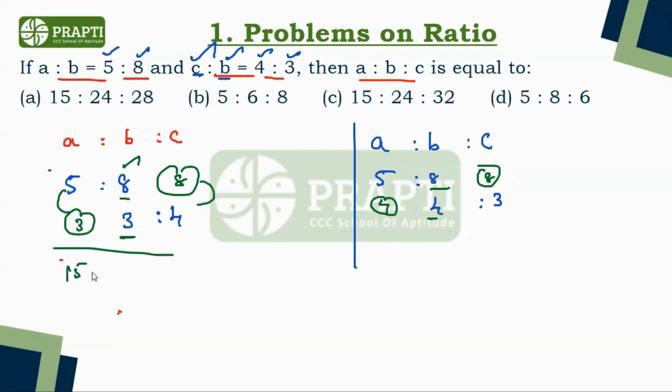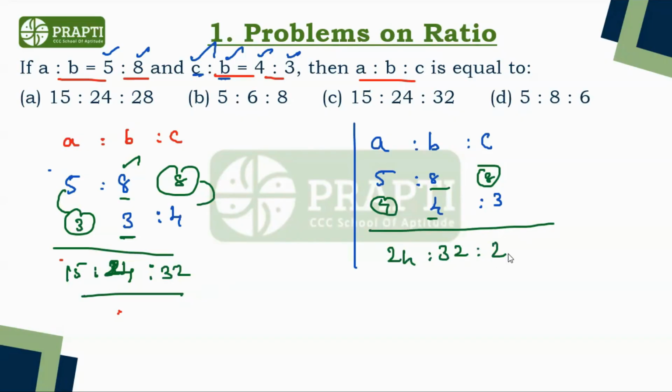So 5 3s are 15. 8 into 3, 24. And 8 into 4, 32. Is it possible to reduce? No. Okay. Coming to here, 5 fours are 20, 8 fours are 32, and 8 threes are 24. So is it possible to reduce again? Yeah, it is possible. Which table? We can go with the 4 table, right? So 4, 5 times here, 4, 8 times, and here 4, 6 times.